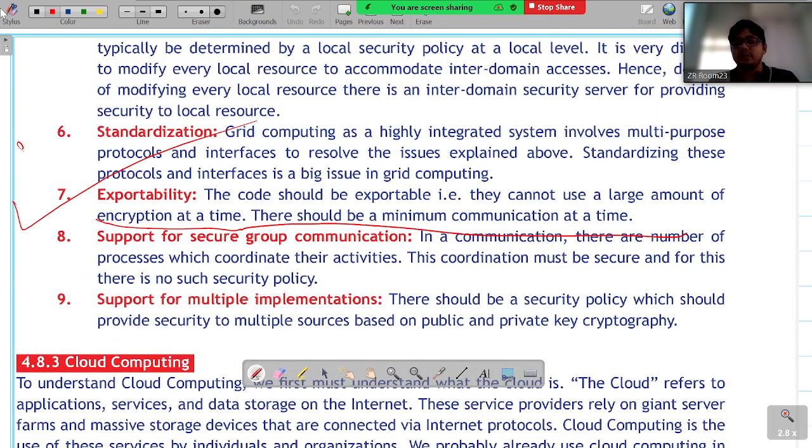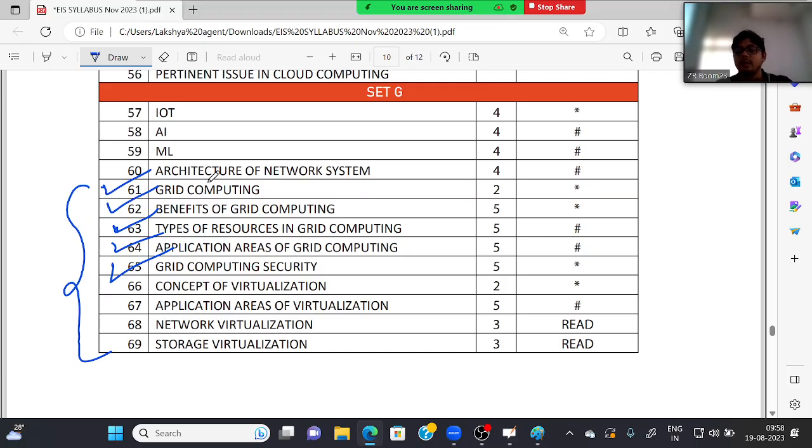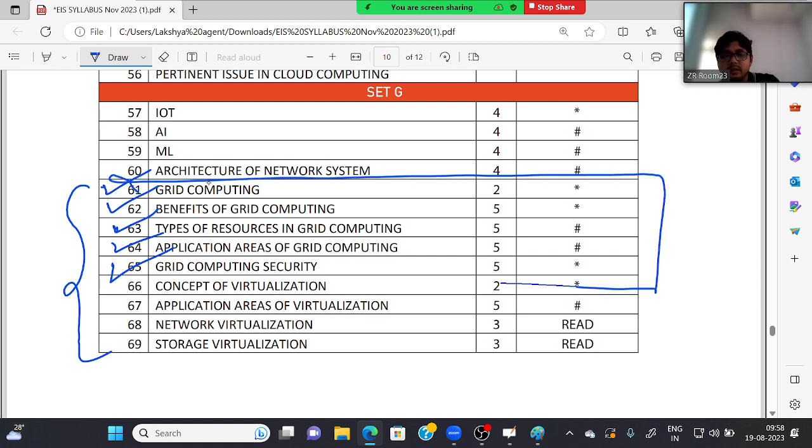Even this point you can do very easily. Just tick mark the security part. So this was the grid computing answer. Grid computing, this much, which is very important.